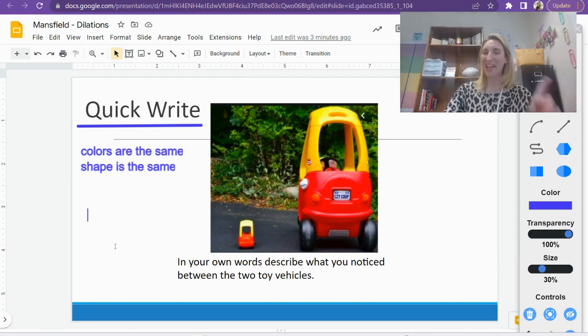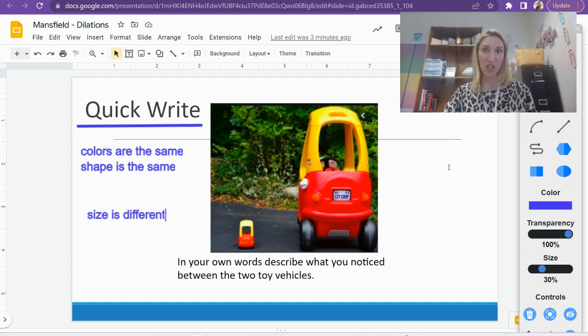Well, I bet some of you said the one on the right is bigger, the one on the left is smaller, which I can summarize that the size is different, right? But you can write like the one on the right is bigger, or one is bigger, the other one is smaller. That's fine. Say it in your own words. So hopefully you used your own words.